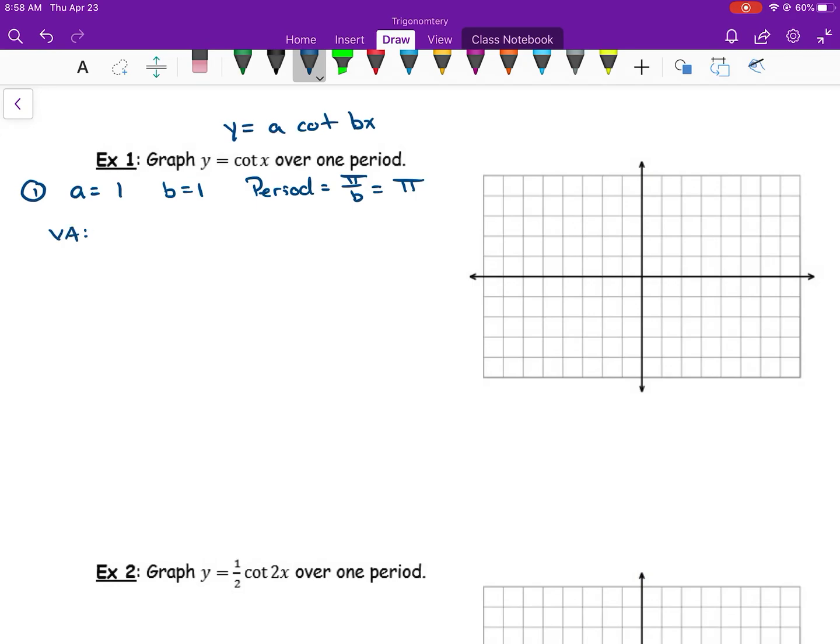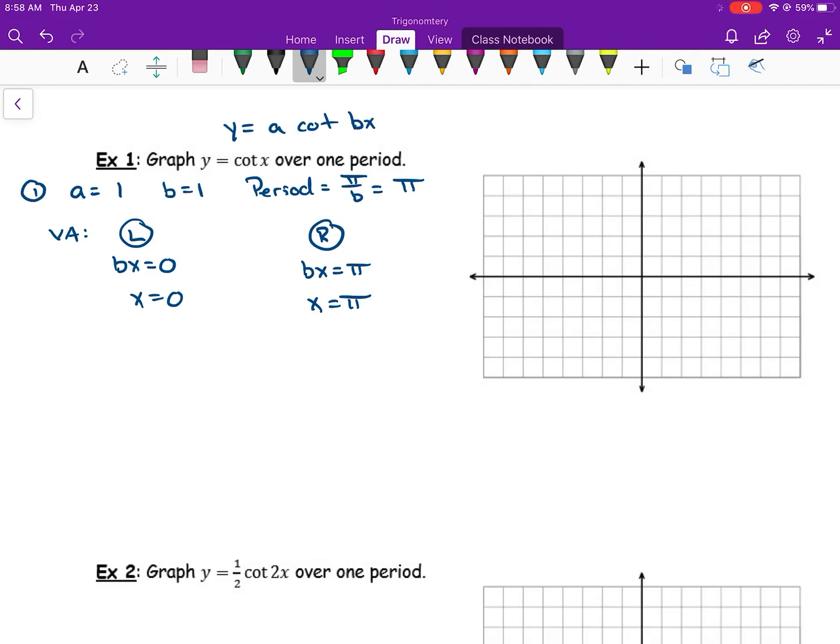Alright, and I'm going to do our vertical asymptotes. So my left side, bx equals 0. My right side, bx equals pi. Since b is 1, these are easy.